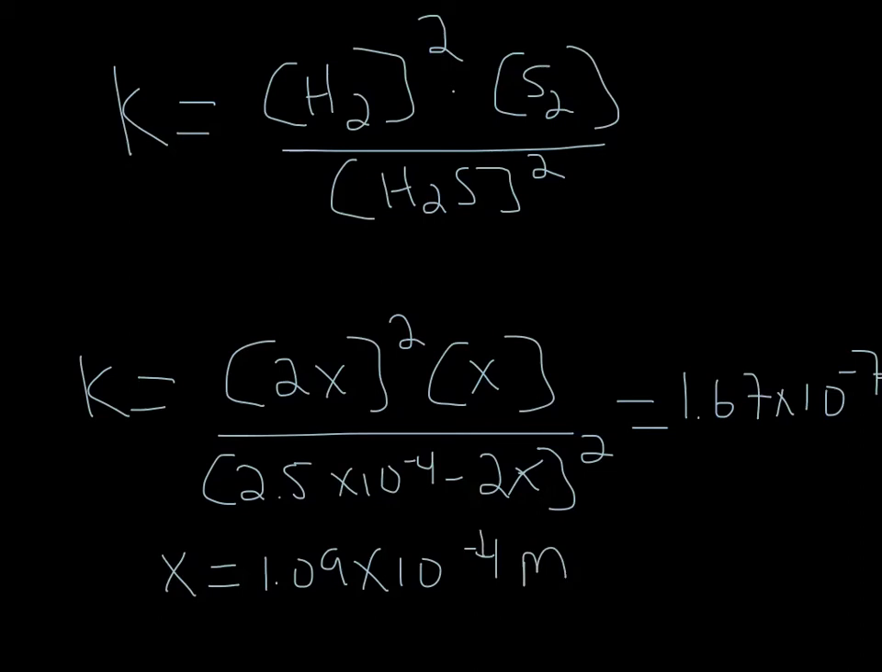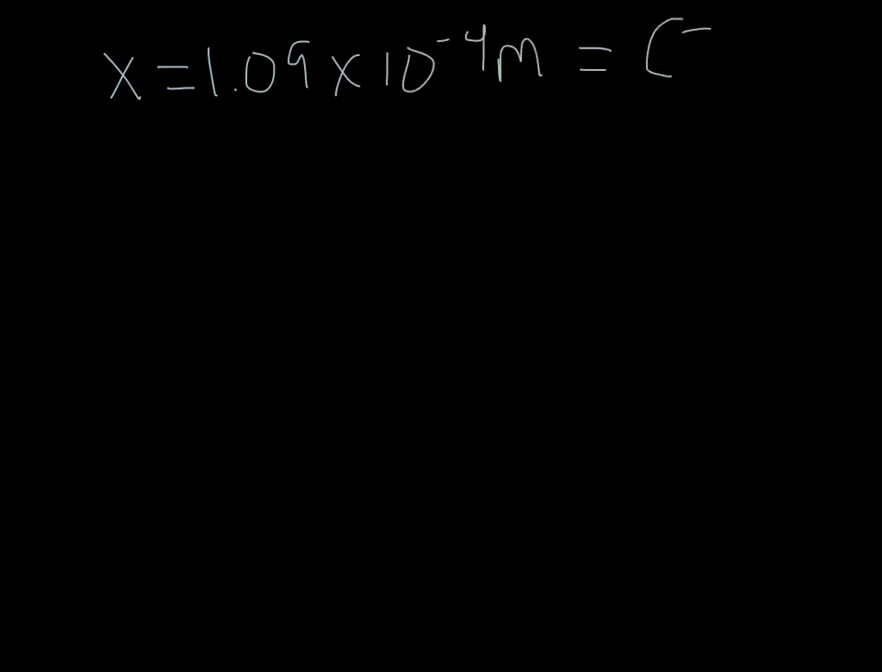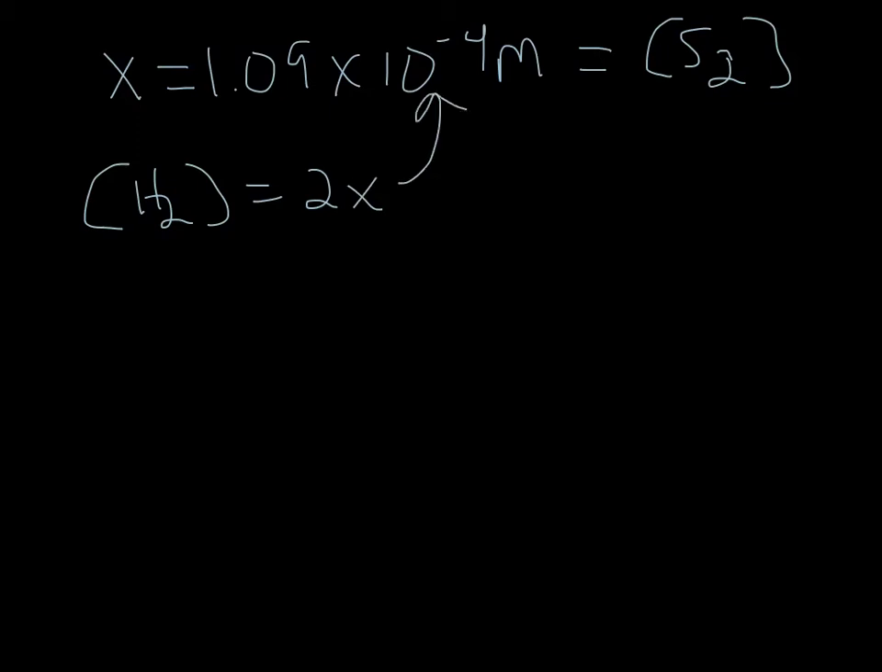So that happens to be the concentration of S2, but it is not the concentration of my other reactant and product, and I'm going to have to solve for those. As I said, x is equal to 1.09 times 10 to the negative 4 molar, and that is also equal to the concentration of S2, because that is just equal to x. The concentration of H2 was equal to 2x, so I can plug in my x, multiply by 2, and that gives me 2.19 times 10 to the negative 4 molar.